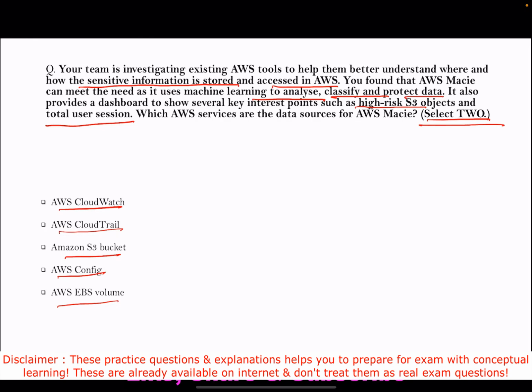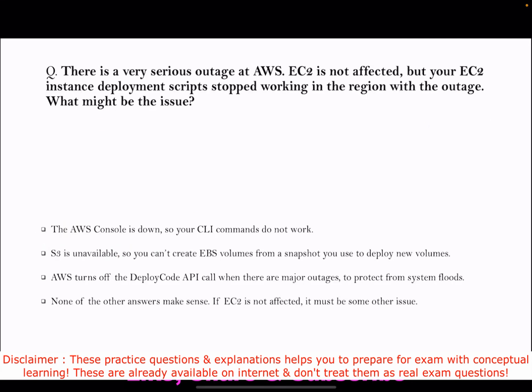So for this one, our answer will be AWS CloudTrail and AWS S3 bucket. Why AWS CloudTrail? CloudTrail is the data source for Amazon Macie. It is the data source, okay. And why S3 bucket? Because when Amazon Macie is being configured, an S3 bucket can be selected and its objects will be classified and monitored. So that's why our answer will be AWS CloudTrail and AWS S3 bucket. Let's see the next question.